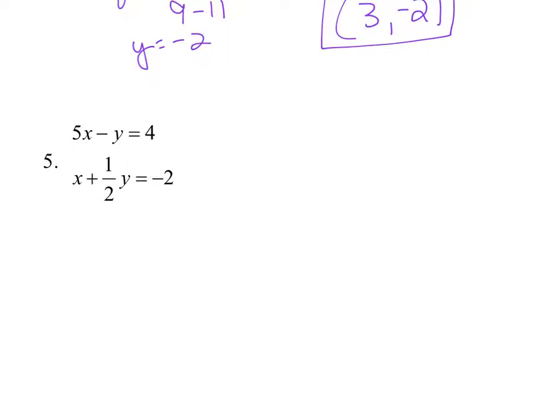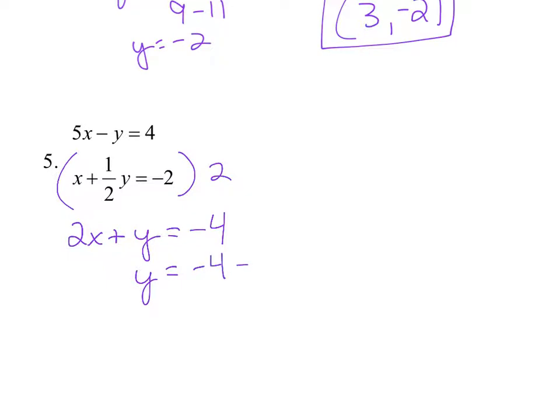Well, I don't like fractional coefficients. They're not pretty. So what I'm going to do instead is get rid of it. I'm going to multiply this whole thing by 2. It's going to give me 2x plus y equals negative 4. Yay! Now I can solve this for y.